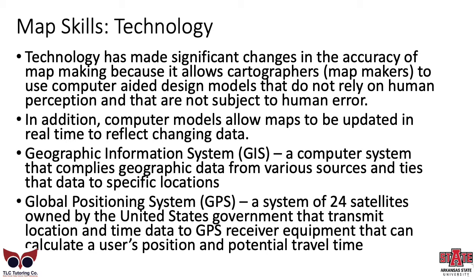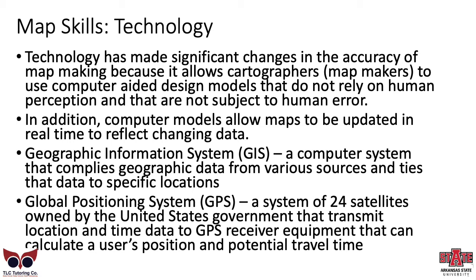Map skills, technology. Technology has made significant changes in the accuracy of map making because it allows cartographers, or map makers, to use computer-aided design models that do not rely on human perception and that are not subject to human error. In addition, computer models allow maps to be updated in real time to reflect changing data.